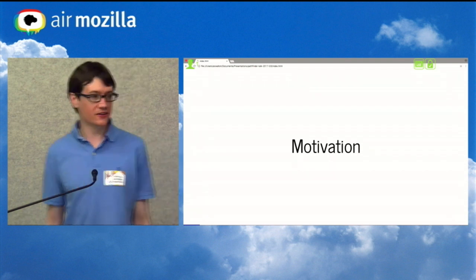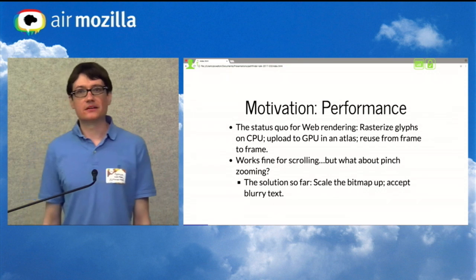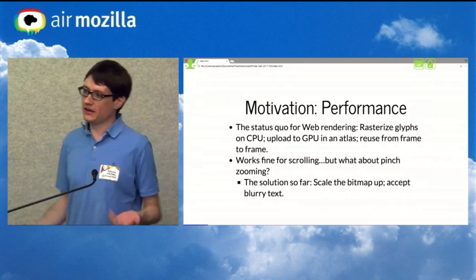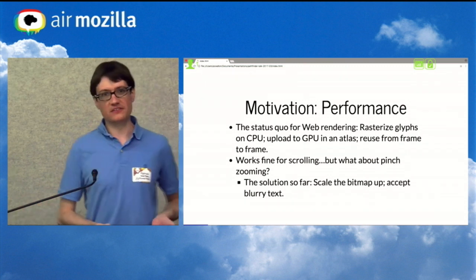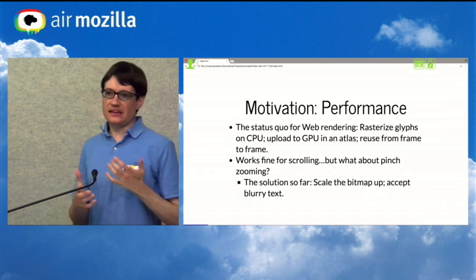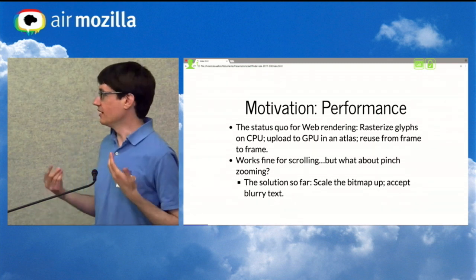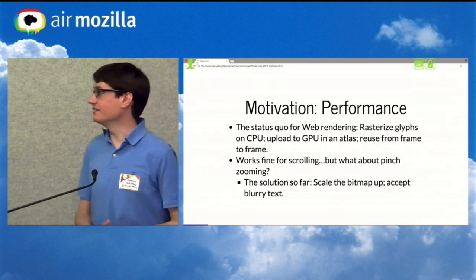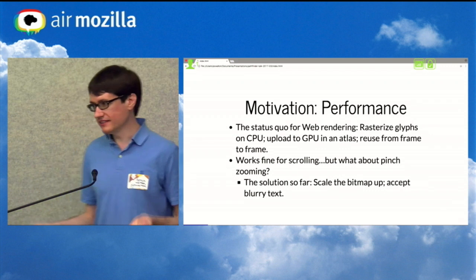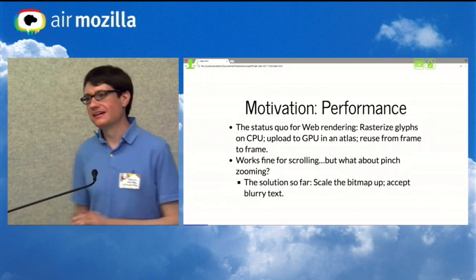So why do we care about font rendering in the first place? Well, the most obvious reason here is performance. Why do we care about making font rendering better? What's wrong with the existing font renderers? Well, the problem is that they can be slow because they don't take advantage of the hardware that's in modern CPUs and GPUs.